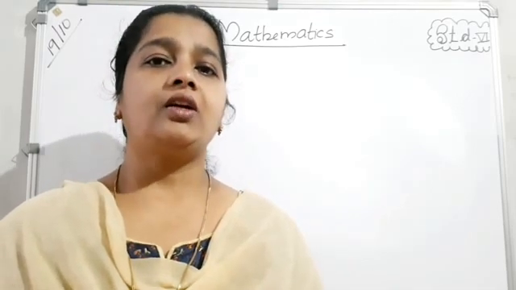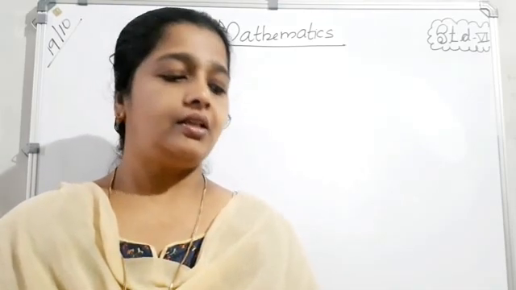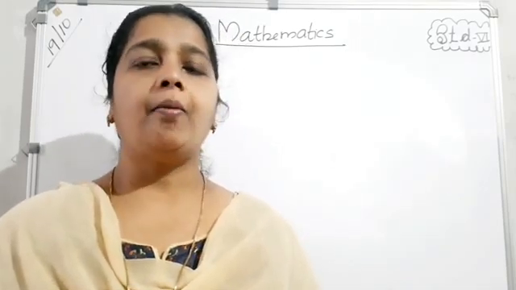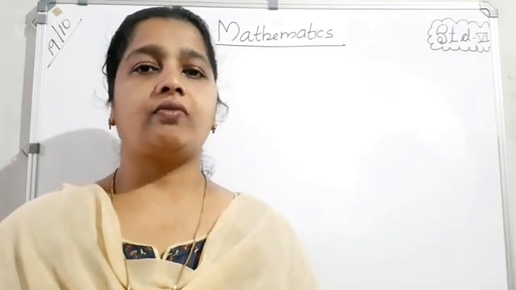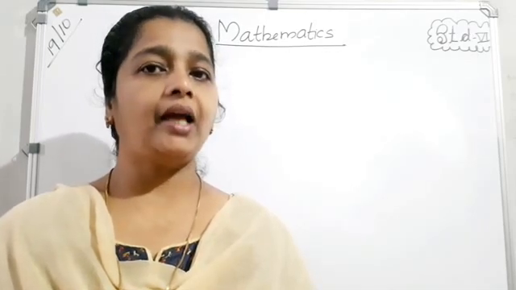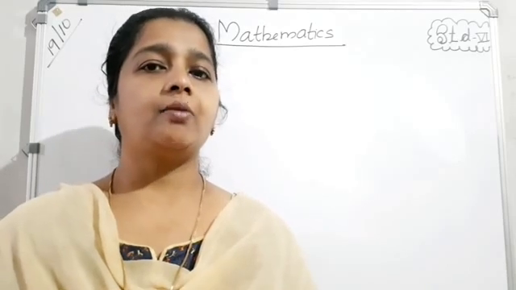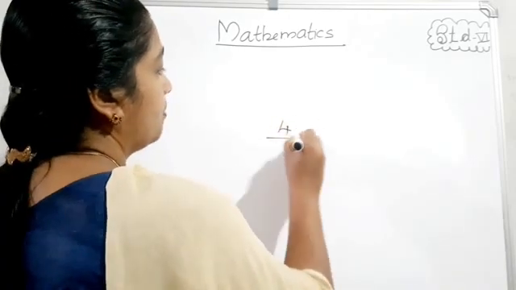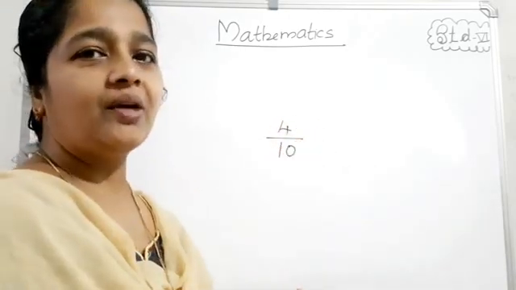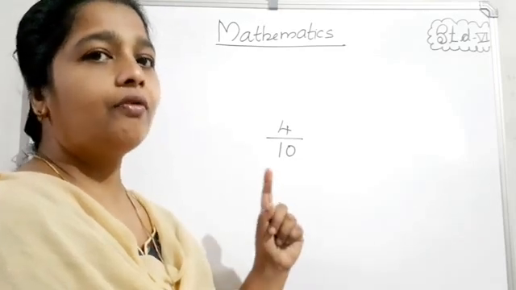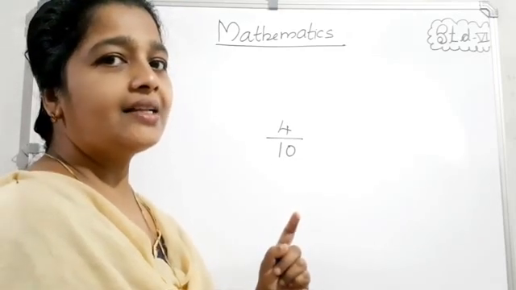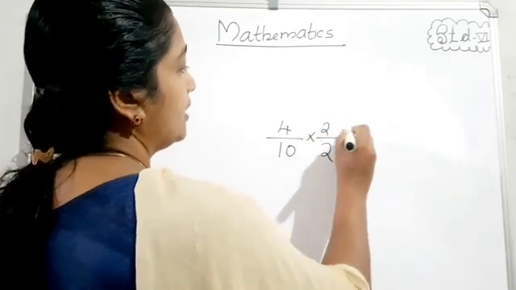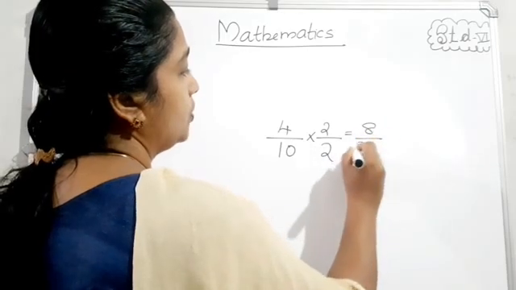Equivalent fraction means, to find an equivalent fraction of a given fraction, we may multiply or divide. First we studied that we multiply both numerator and denominator by the same number. Example, listen: 4 by 10. We want to find the equivalent fractions of 4 by 10. How can we find the answer? We multiply by 2 by 2, that is 4 into 2, 8, by 10 into 2, 20.